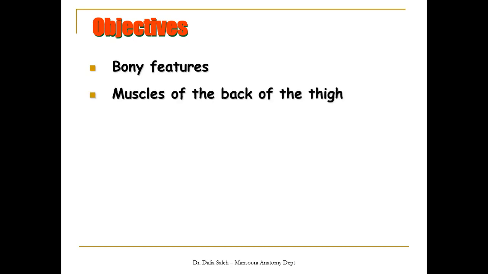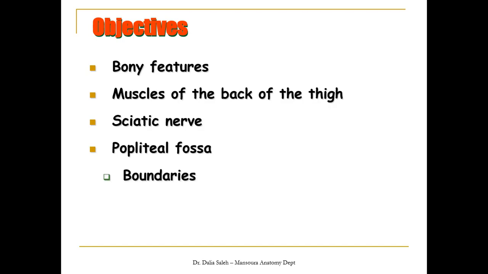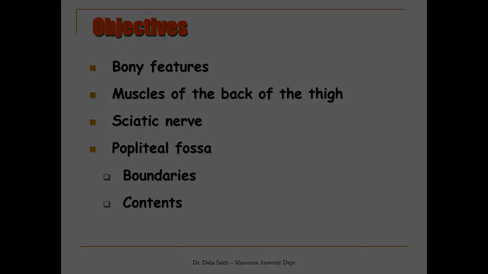The objectives of my presentation will be: first, I'm going to revise some bony features at the back of the thigh and the popliteal fossa. And then I'm going to discuss the muscles of the back of the thigh regarding their origin, insertion, nerve supply, and action. And then I'm going to talk about the anatomy of the sciatic nerve and the popliteal fossa regarding its boundaries and contents.